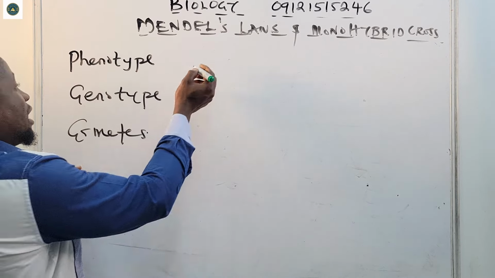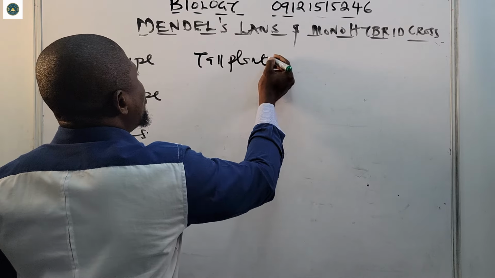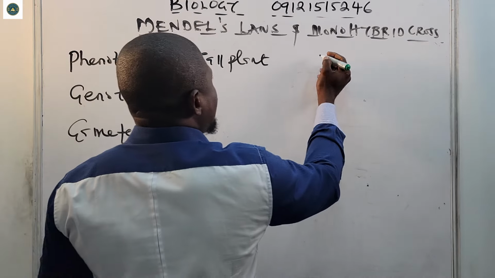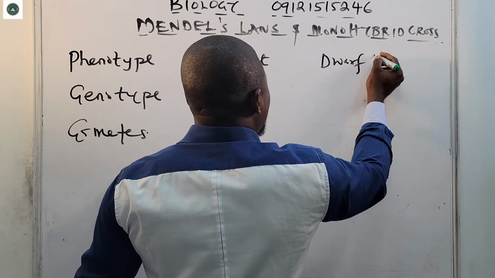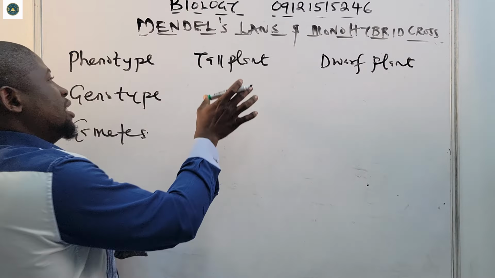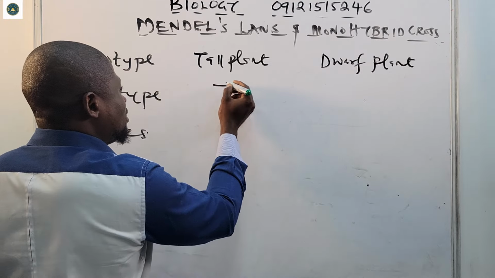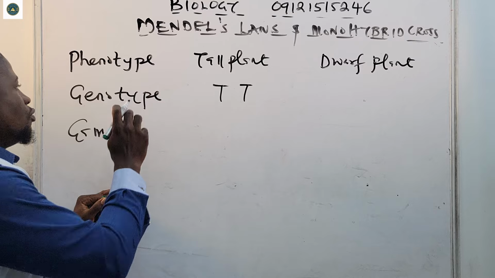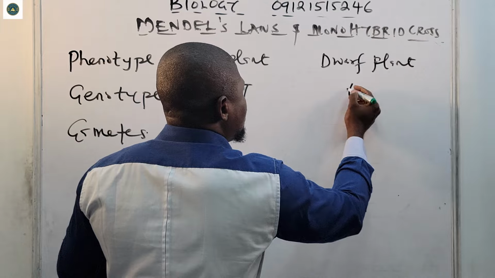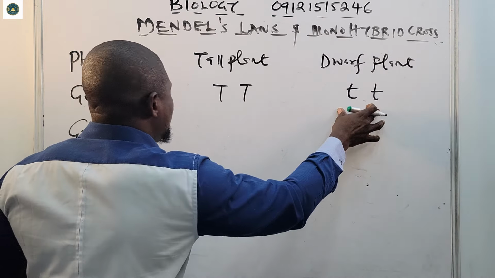So the phenotype here is a tall plant. It's a pure tall plant. And this side is a pure dwarf plant. So that's what we are seeing on the outside, that this one is pure tall, this is pure dwarf. So on the inside, the genotype will be TT for this one, pure tall, and tt for this one, pure dwarf.